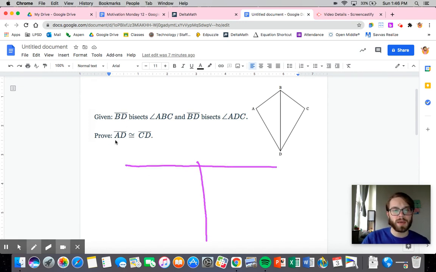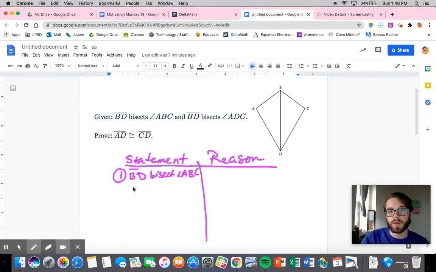Also, we look at this and say, well, we have these two. This means that I'm going to be CPCTCing, right? If we are ending with something other than the triangle congruence, we are going to be using CPCTC. So we have our statements and our reasons. Now, let's just start with what we're given. So we know that BD is going to bisect angle ABC, and we know that BD is also bisecting angle ADC, and that is what is given to us.